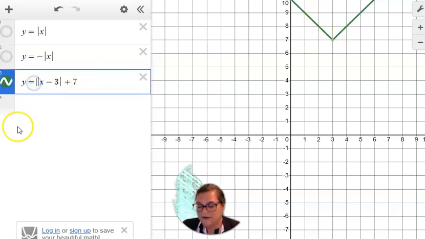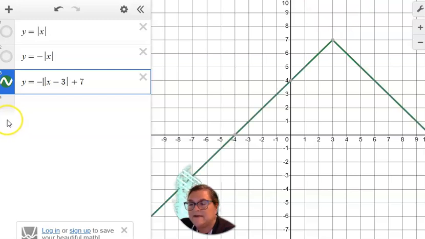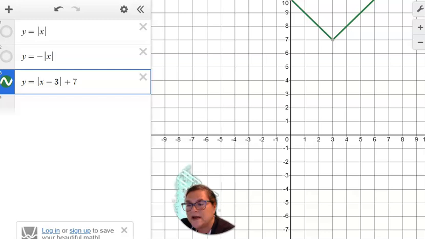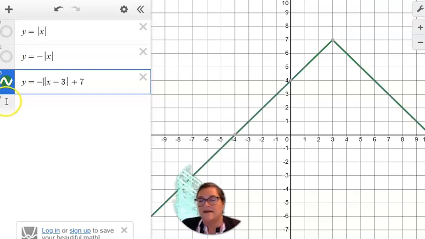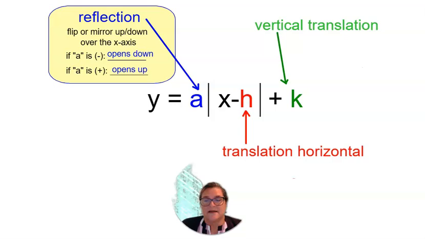If I put a negative in the front, watch it flip upside down. There it goes. Right? We get rid of the negative, it opens up. We put the negative back in, and it flips upside down. And that is affected by the A in our transformation form.